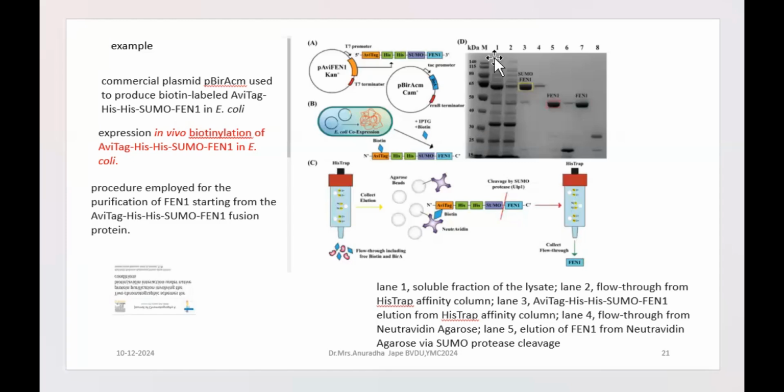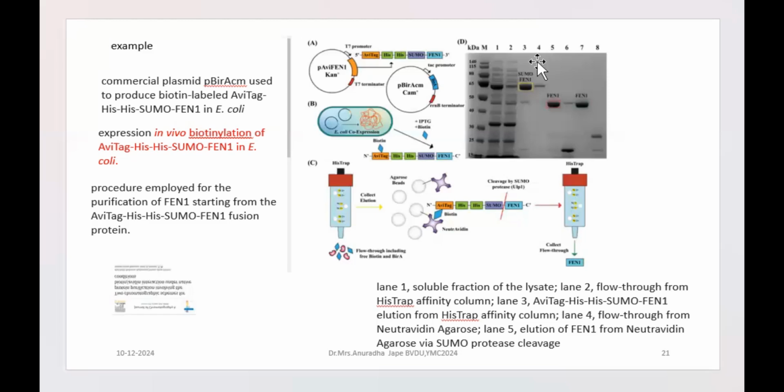In the second, you have the flow through from the histidine trap affinity column. Different types of affinity columns can be there. What is histidine trap? That we will also learn. But the histidine is a tag which we have learned about in the previous lectures, the different tags that are used. So with the histidine tag, and affinity chromatography only, see the number of proteins. Your protein of interest is not very highly purified, right? You are seeing bands of so many other proteins.